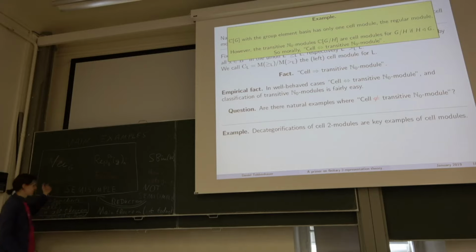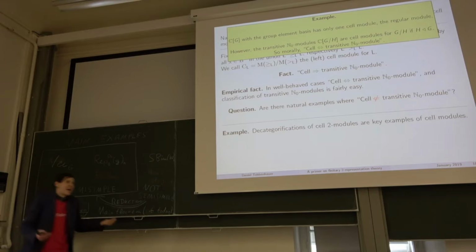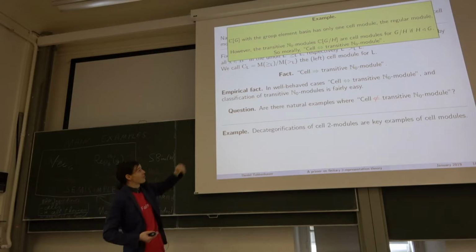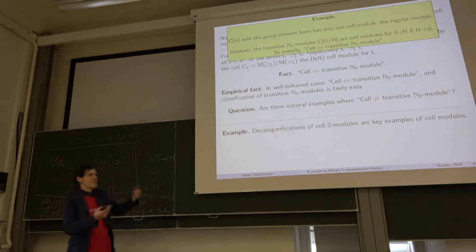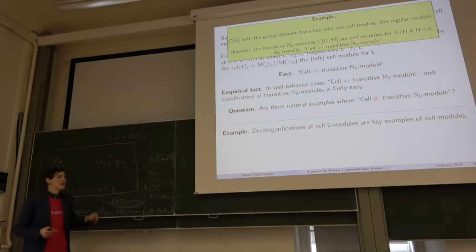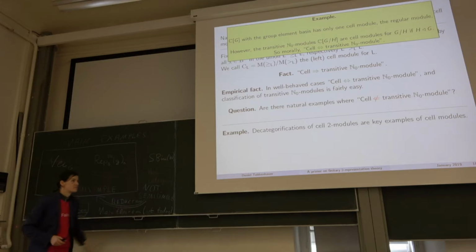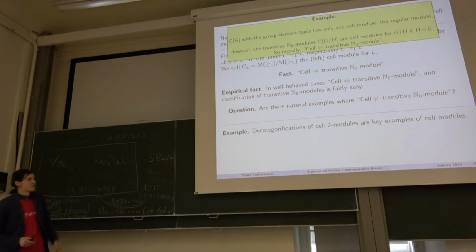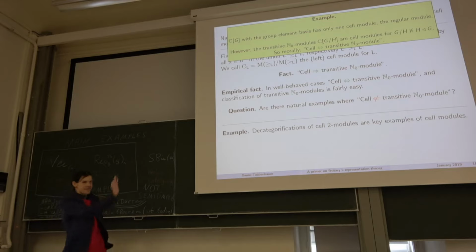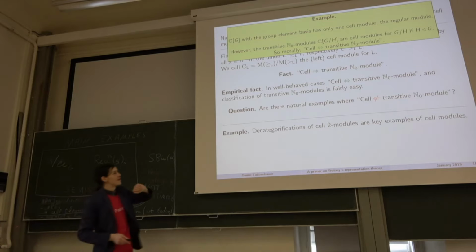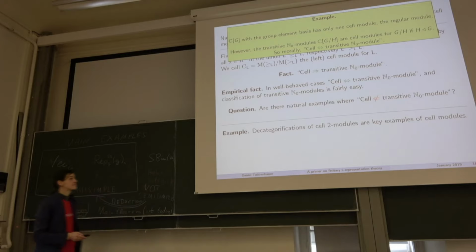In my first running example, well, I only have one cell. So formally speaking, most of my modules are not cell modules, but morally speaking, I want to count them as cell modules, right? Because they're kind of cell modules for the smaller group, if you want. So it's not quite true what I've written upstairs. But in this case, it's just so easy. I just want to include it in the case where cell is the same as transitive. Okay.